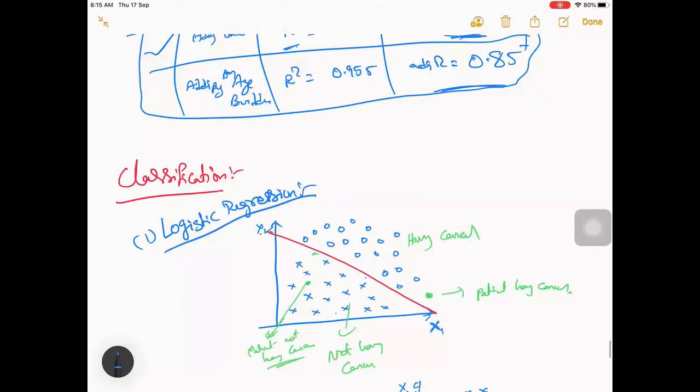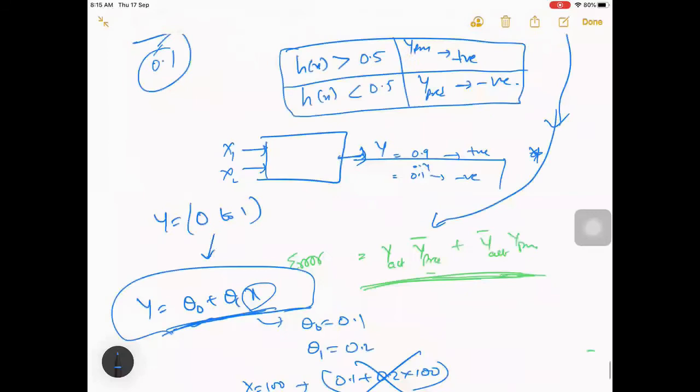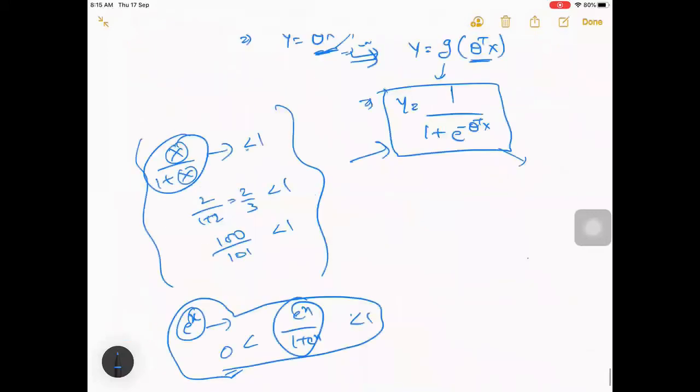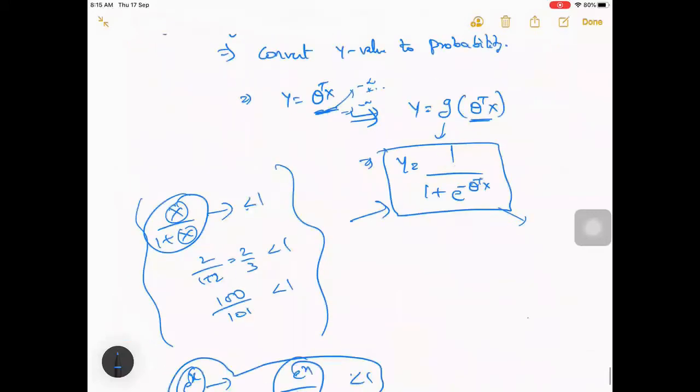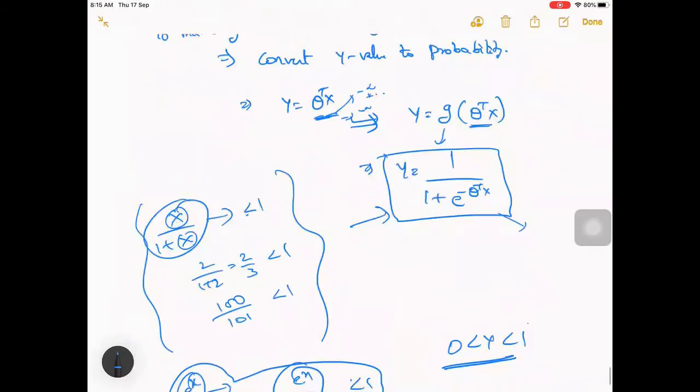Even though it's a classification, the name is given as regression here, so don't get confused with this. So let's go here. Okay, so this is what we are talking about. Our y value now will always be between 0 to 1. Okay, now we have achieved this. Now let's jump back to our error function.